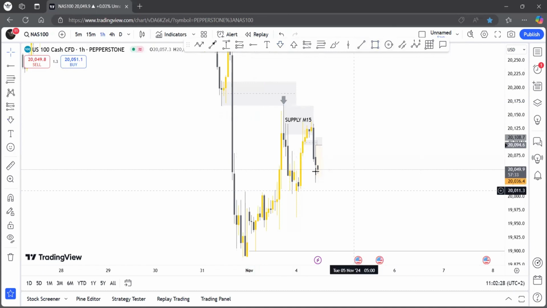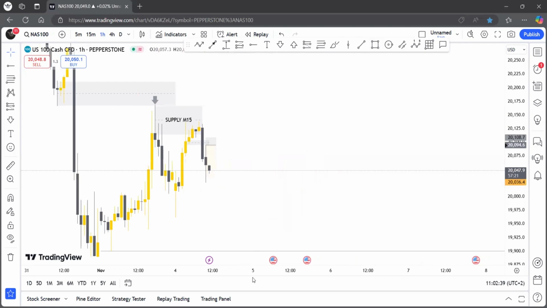The market sold and created this impulse move. Now the market started pulling back. I was not there. I was not trading by that time, but it reacted off with a bearish engulfing candlestick. Now the power of candlesticks is a very crucial part when it comes to taking sniper entries or precise entries.